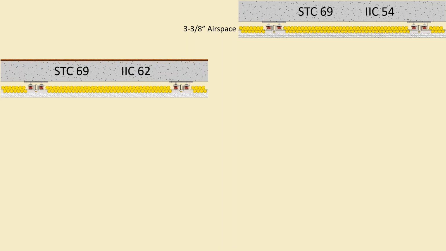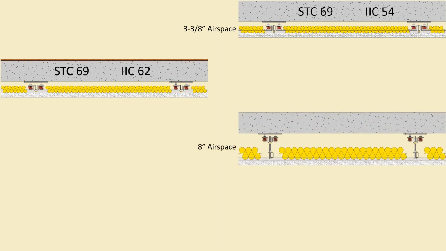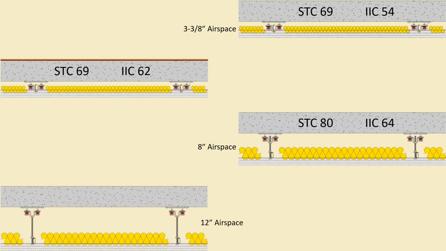Then we tore the ceiling down and put the airspace performance bracket in and tested an 8-inch airspace. And here you see we got an STC 80 and an IIC of 64. So that airspace definitely led to the performance jump of the STC, and we got a couple points on IIC. We ripped the ceiling down once again and then went with a full 12-inch airspace in this configuration. And you can see we got an STC of 81 and an IIC of 60.